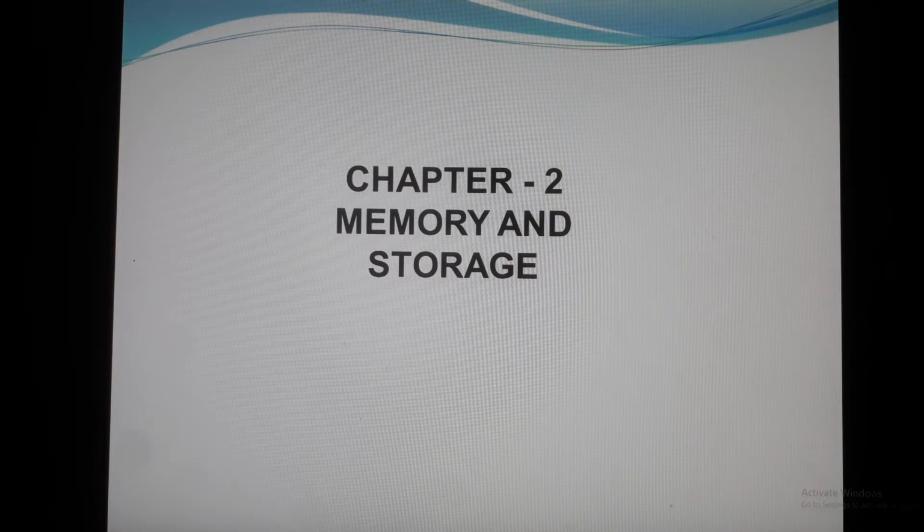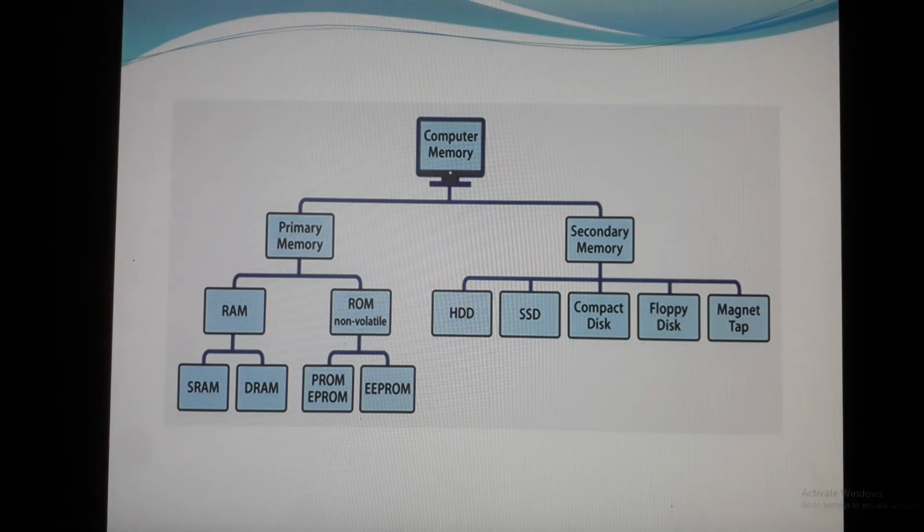So let us begin. Now, computer memory has been divided into two parts. One is primary memory, or you can also call it main memory or internal memory, and second is secondary memory, or you can call it external memory or auxiliary memory. Now again, primary memory is divided into two parts. One is RAM, or what we call random access memory, and another is ROM, read only memory.